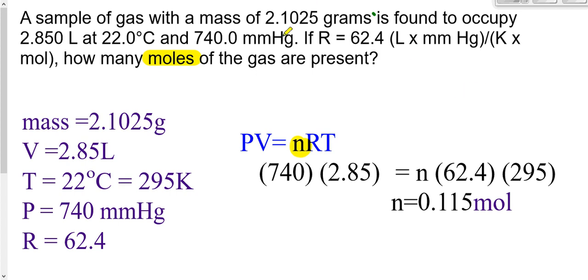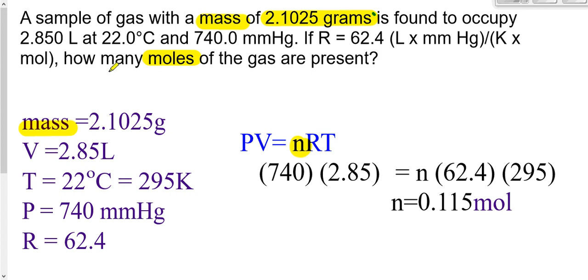A sample of a gas has a mass of 2.1025 grams. Now, grams is mass. It's not moles. Moles, again, is a group. If I have a group of 10 eggs, it would weigh one amount. If I had a group of 10 kids, it would weigh a very different amount. So we know a mass here. So I'm just going to label this as my mass, and I've got that value.